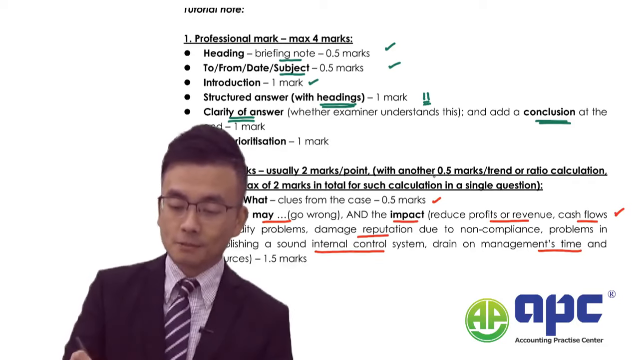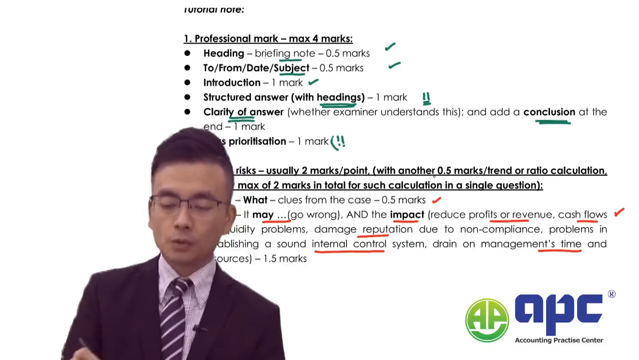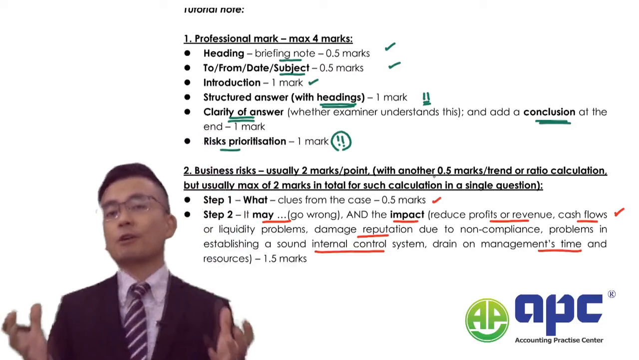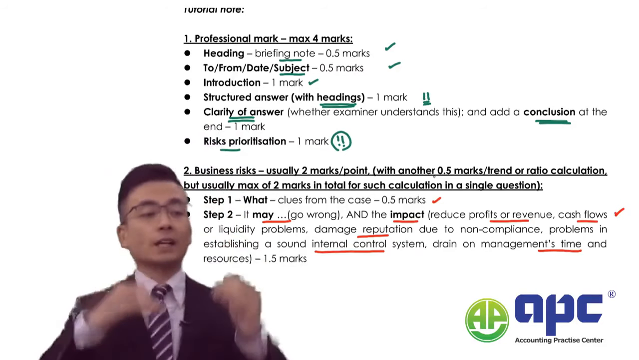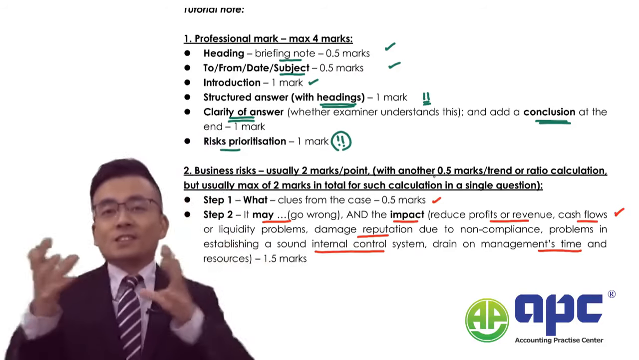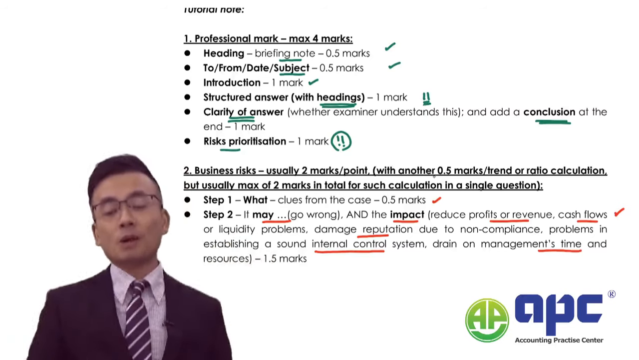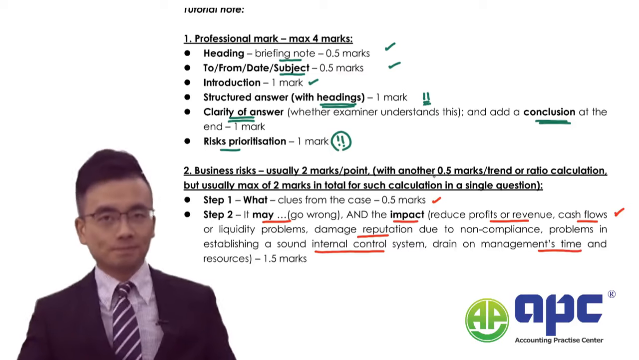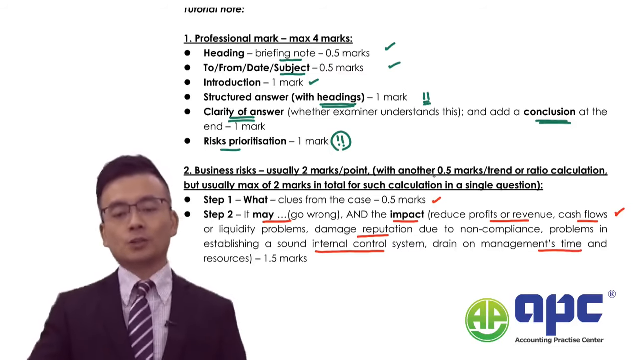Finally, very difficult to spot this, risk prioritization. If I were you, I wouldn't focus on this, because if I read the case, of course, I would bring the risks into my answer, that's it. I'll lose 1 mark. Yes, it's fine. I can score 3 out of 4. Absolutely fine to pass your exam.